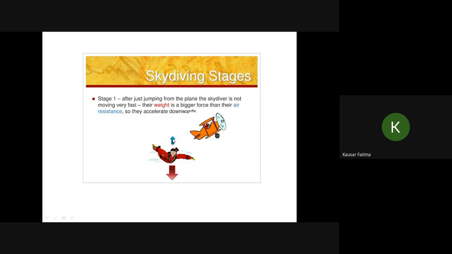Now air resistance starts acting. This is weight in the downward direction, and the air resistance in the upward direction. The resultant force will be the difference of the two forces. Stage 2: eventually the force of the air resistance has increased so much that it is the same as the size of the skydiver's weight. Both are equal because air resistance keeps on increasing with the increase in velocity. Till the weight is greater than the air resistance, the skydiver will keep on gaining speed in the downward direction.